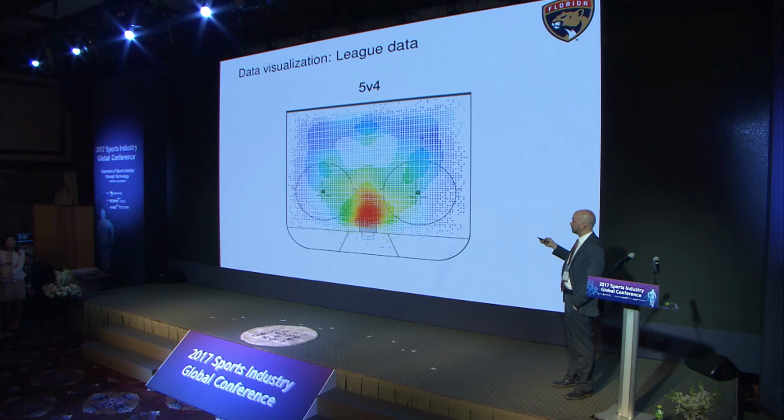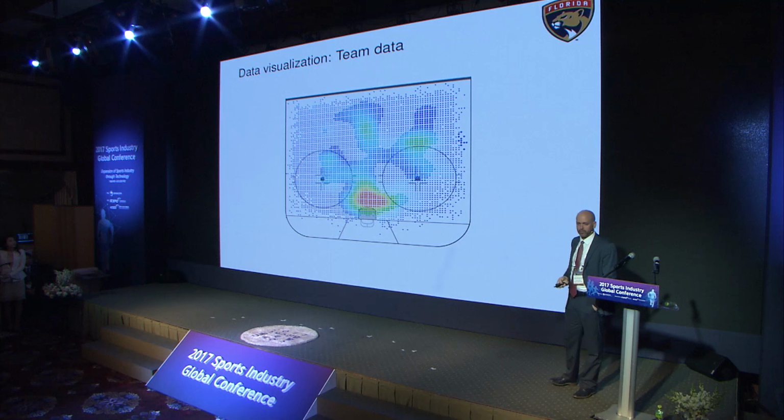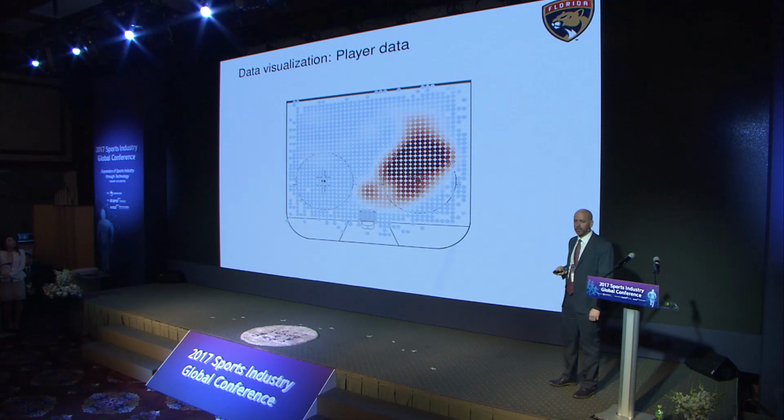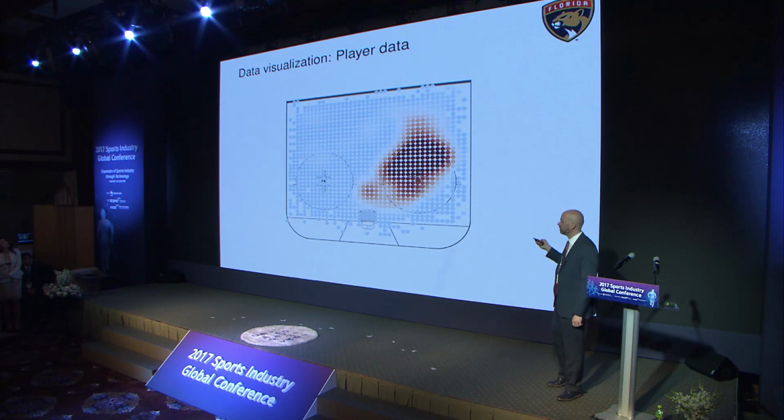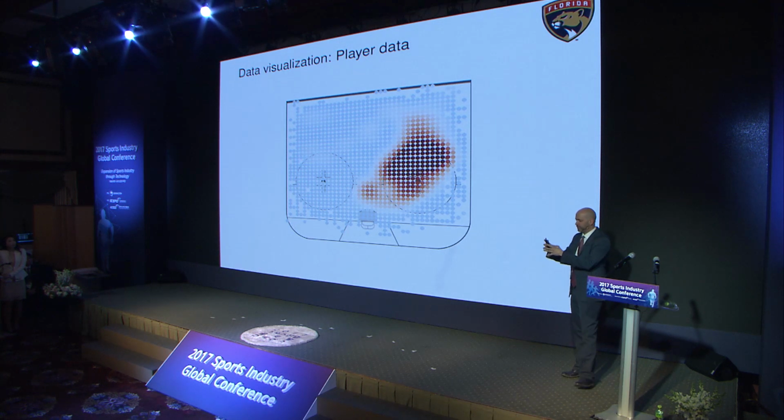So this is for the entire league, but not every team looks like the entire league. So this is one specific team, and their heat map looks a little bit different than the map for the whole league. And then we can do the same thing for players as well. So here's one particular player who mostly takes his shots from this side of the ice, because he's a right-handed player. And it's pretty well located in that region of the ice.